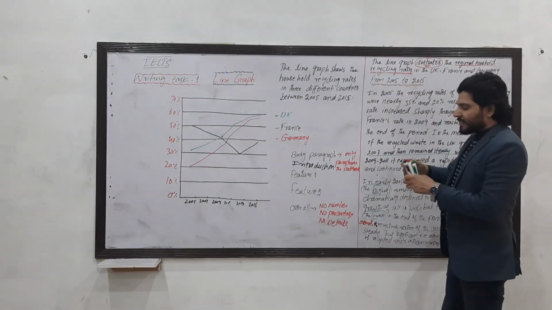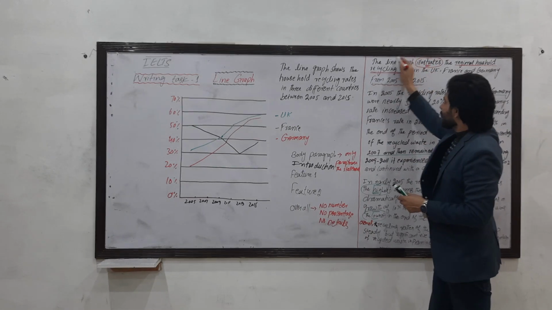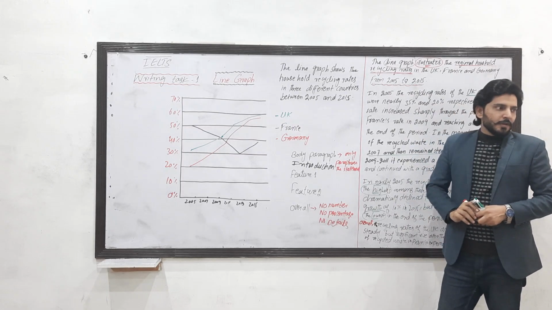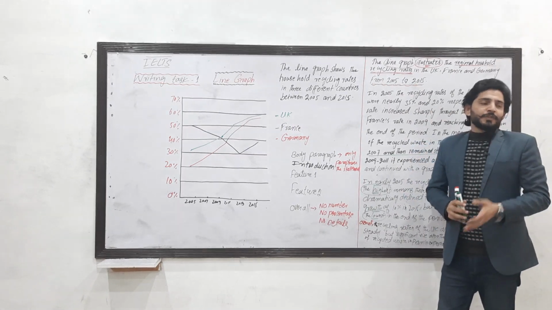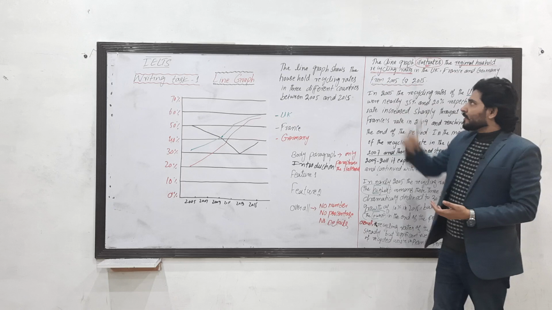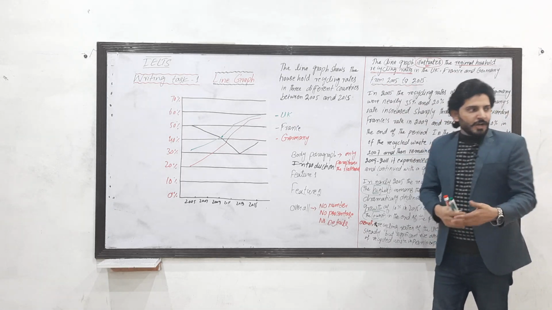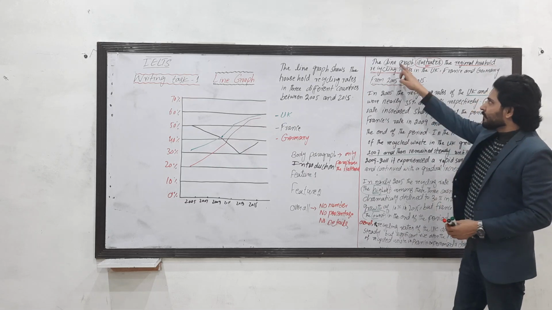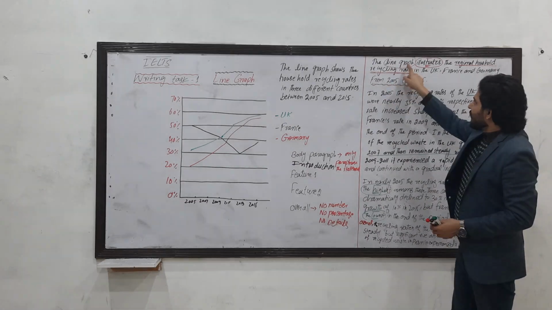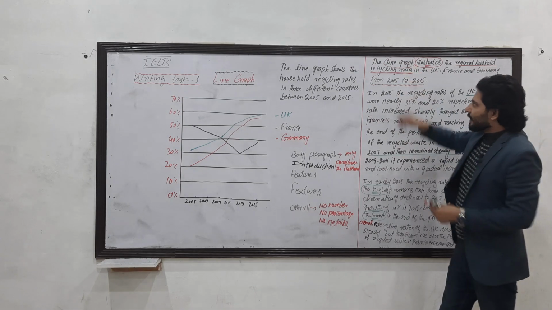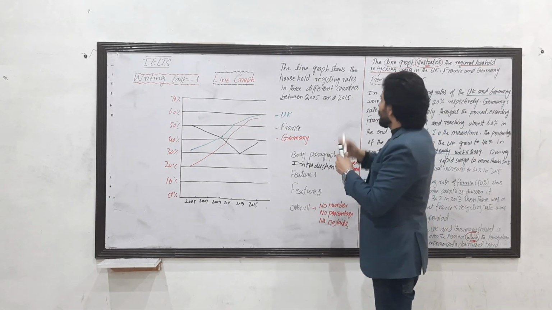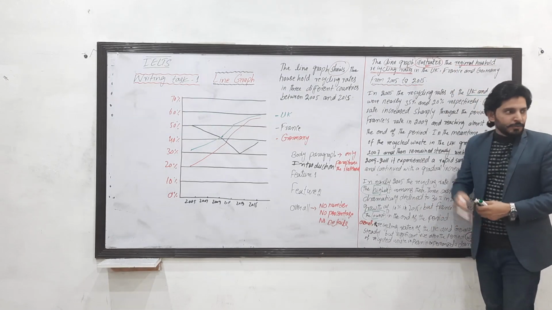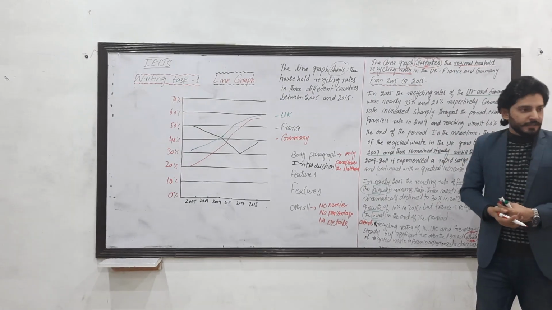The line graph. This is the main word. Will we paraphrase it or not? No. We don't change the name of the graph. If it were bar chart or it were pie chart, you won't change the name. So in line graph, the line graph shows, we have changed this word with illustrates. You can also write explains.